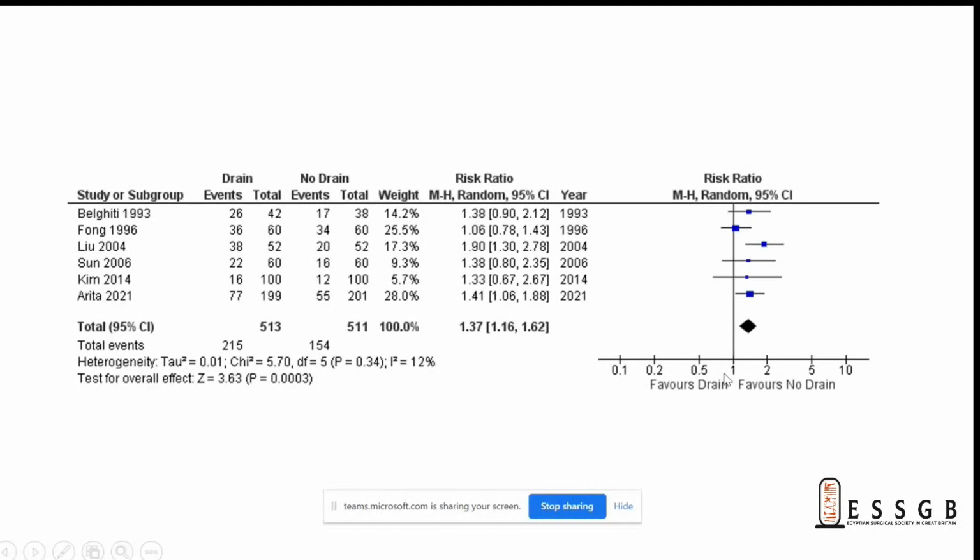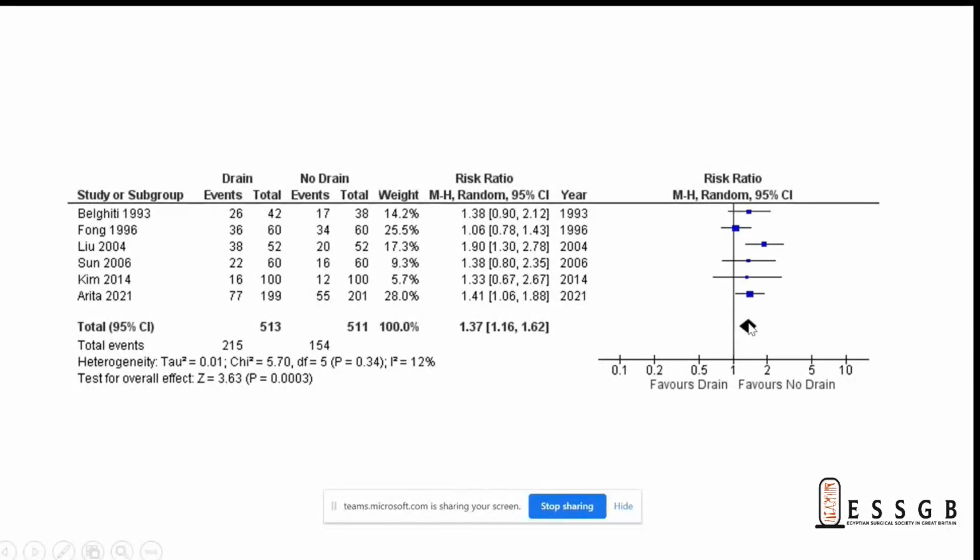It means that, for example, in this analysis of the bile leak, there is a lower number of bile leaks in the no drain group compared to the drain group. Why am I saying this? Because the black diamond is towards that, and I know that it goes towards the lower number, okay? And therefore, it is in favor of that treatment.